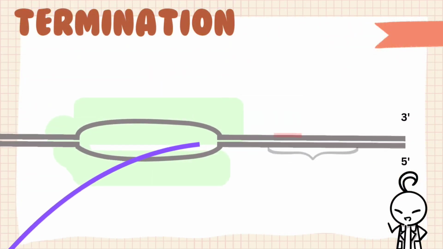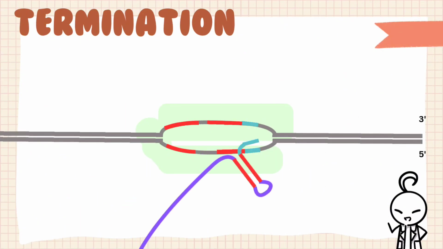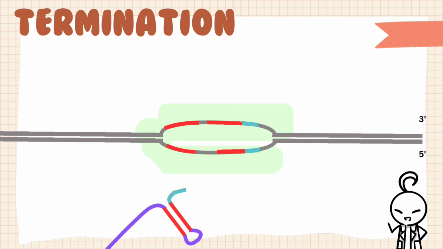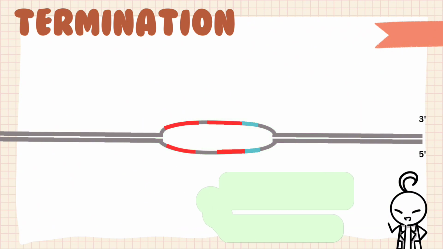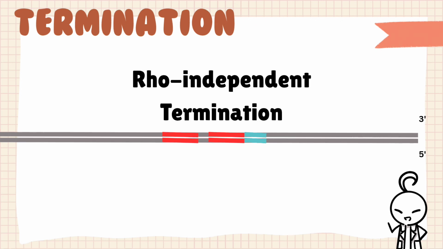At the end of transcription, there will be a GC-rich palindrome sequence and short repeating AT pairs. The palindrome sequence will form a hairpin motif after being transcribed into the RNA strand. This hairpin motif can destabilize the transcription elongation complex and disrupt the RNA-template interaction, thus causing the RNA transcript to detach from the complex and be released. This is also helped by the weak hydrogen bonding of the AT pairs at the end of the transcript. The RNA polymerase complex leaves the DNA and the DNA strands are rewound. This type of termination is also known as Rho-independent termination.